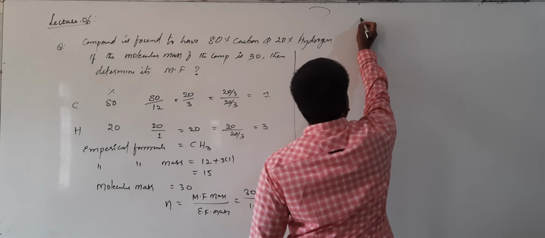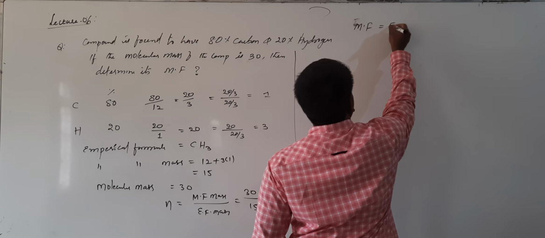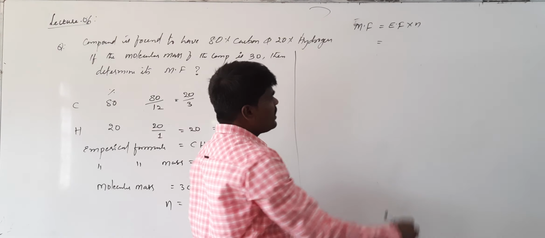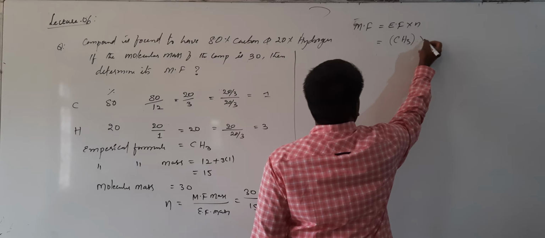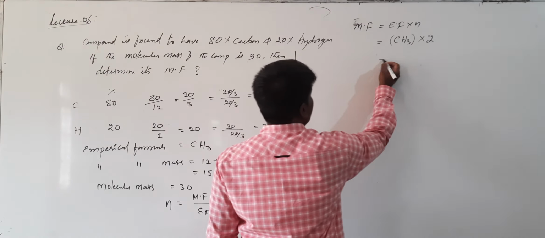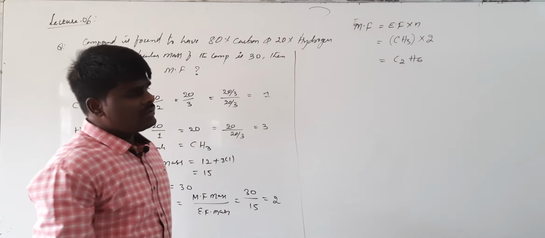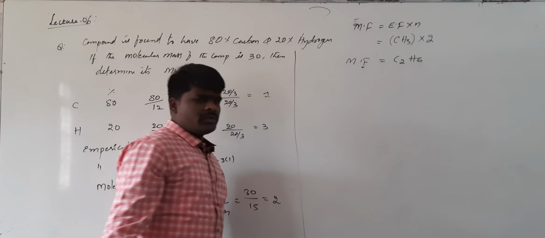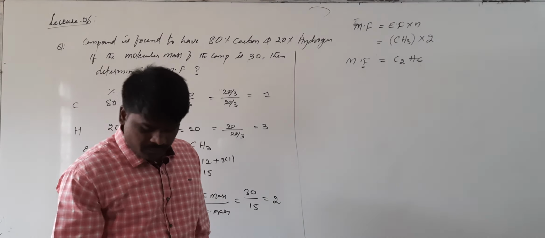What will be the molecular formula of the compound? The molecular formula of the compound will be equal to the empirical formula into n. So, what is the empirical formula? The empirical formula is CH3, right? And what is the n value? 2. So, what will be the molecular formula? It will become C2H6. That means, what is the compound? This is a molecular formula. This is how you have to determine the molecular formula from the given information, right?